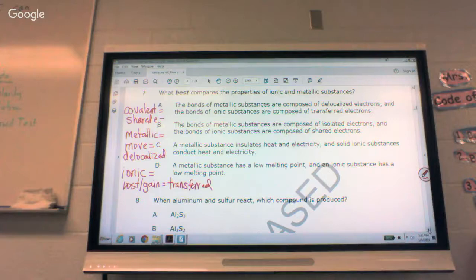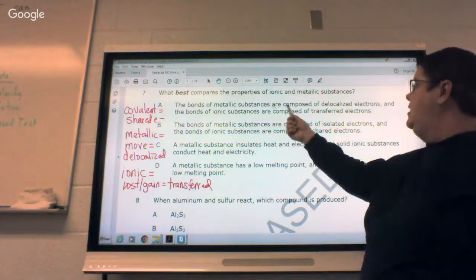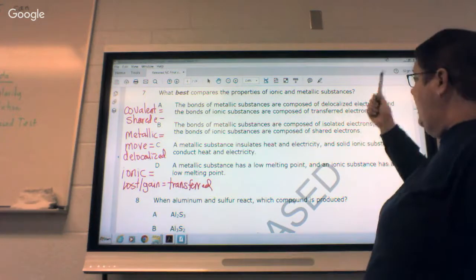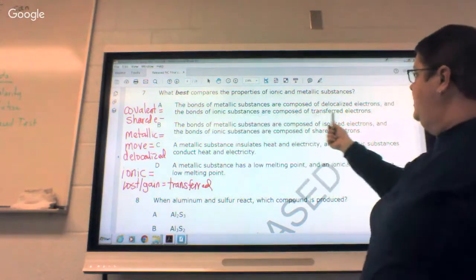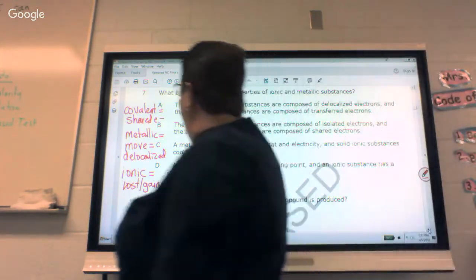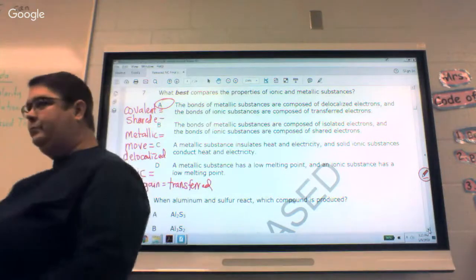Now, given all of that we just talked about, which one of those answers would be correct when we compare ionic and metallic materials? All right, the bonds of metallic substances are delocalized, yes, because they're able to move, and ionic substances are transferred. Yes, that is the correct answer.